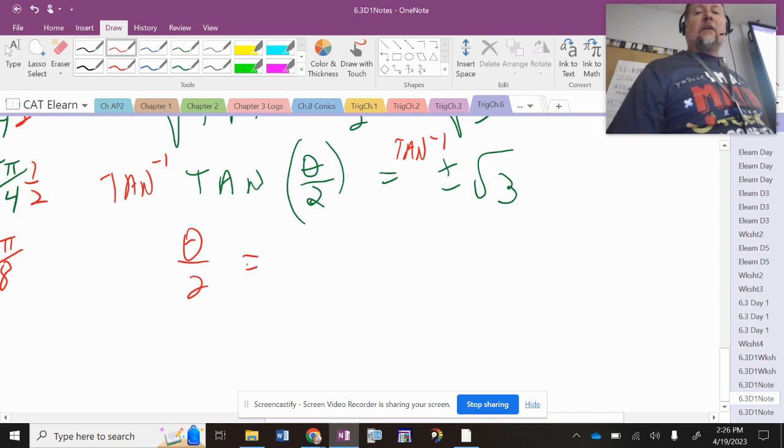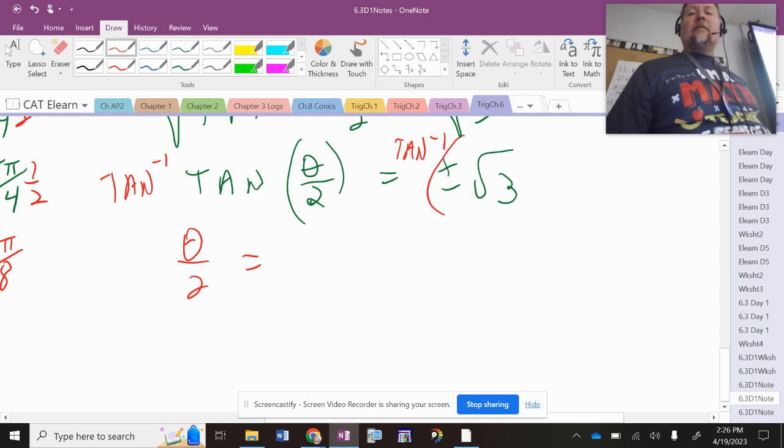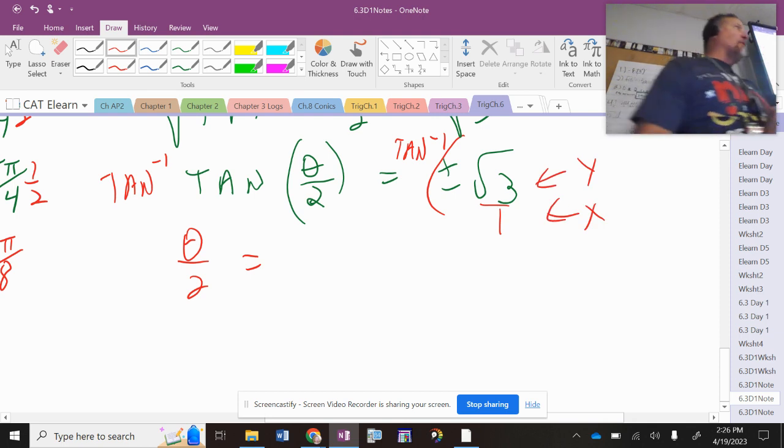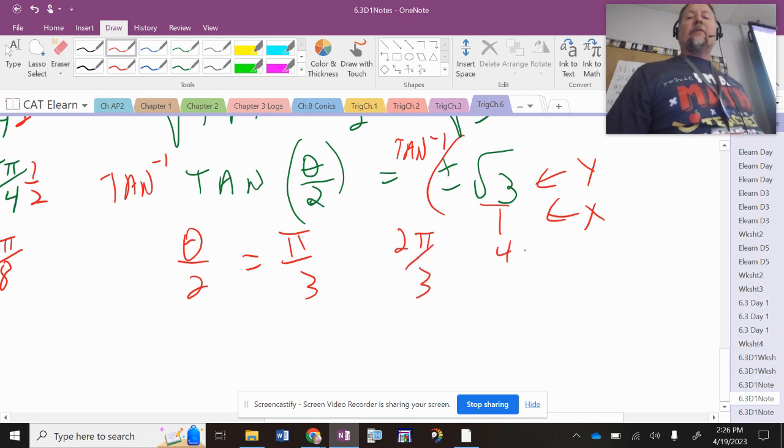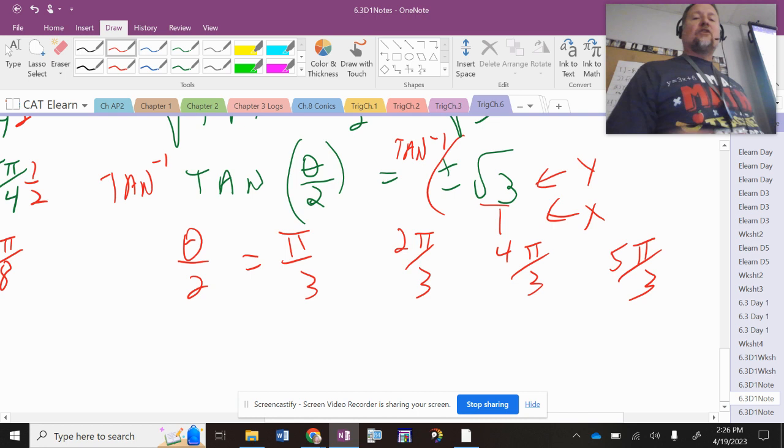Theta over 2 equals. Okay, where do you get root 3 over 1? What's the reference angle? There it is. You hear everyone else? Get on board. All the 60s are pi over 3. They're over 3s. Pi over 3, 2 pi over 3, not 3 pi over 3, 4 pi over 3, and then 5 pi over 3. And again, that's the plus minus in the square rooting.